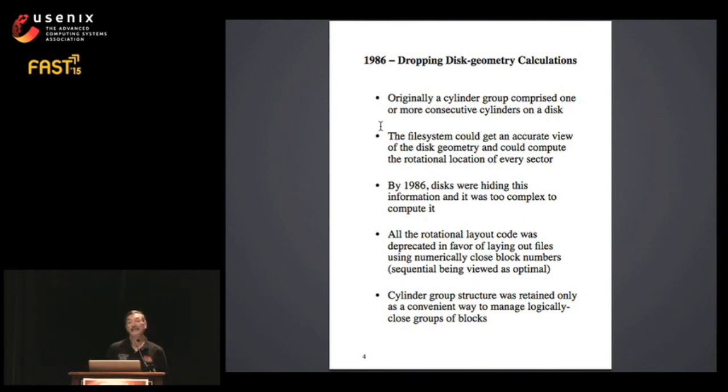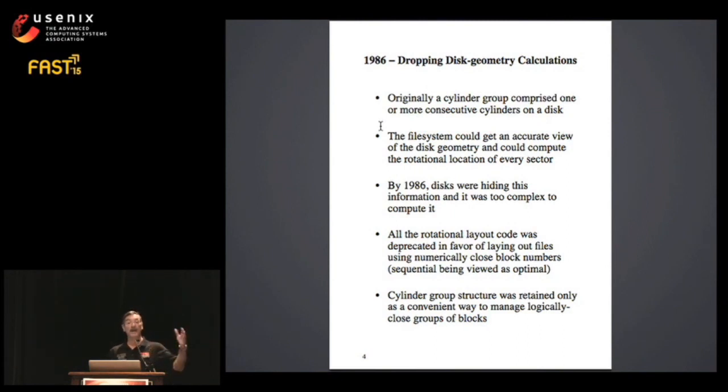Well, by 1986, the manufacturers had dropped all this disk geometry stuff, and in fact, they sort of hid it and made it very difficult to figure out what it was. And so we said, all right, we're done with that, and we just rip it out, which is another one of the things that I think a lot of software doesn't do today: if you don't need something, get it out of there and just simplify what you're doing, and don't carry stuff around as legacy stuff forever and ever.